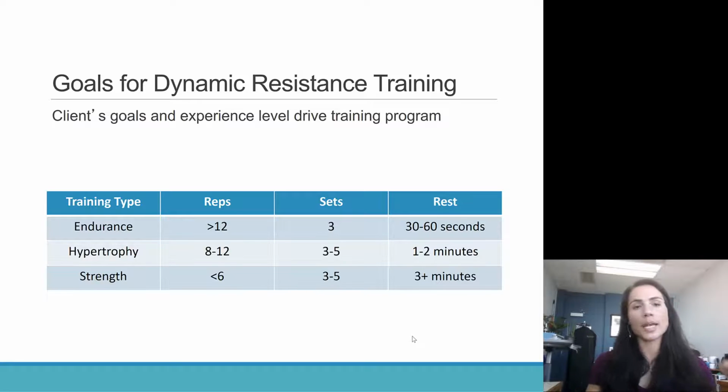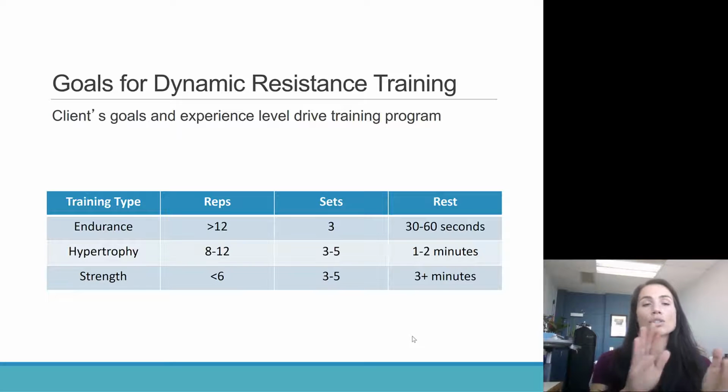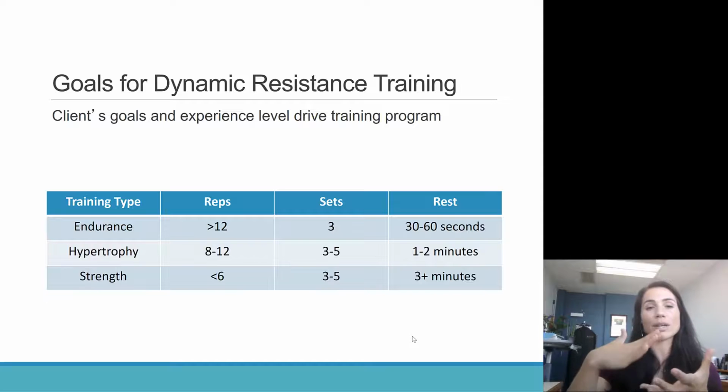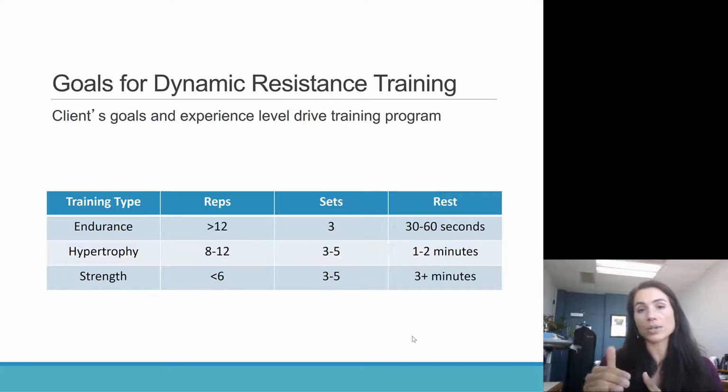So how we create our programming and the things that go into our programming should really be dependent on our client's goals and experience levels. So this is a nice table based on NSCA's guidelines of what endurance versus hypertrophy versus strength training includes. Endurance training is going to be greater than or equal to 12 reps, including 3 sets, and then you have rest of about 30 to 60 seconds. Okay, so endurance training, you're doing a lot, tends to be lighter weight.